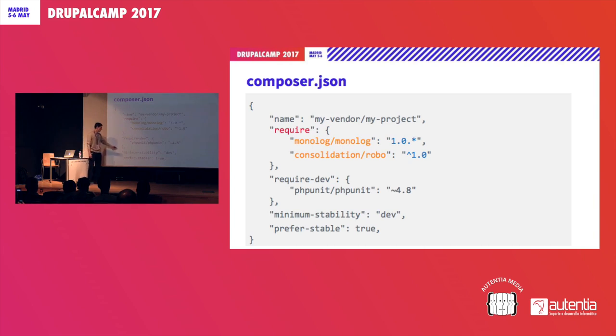We have other attributes like the minimum stability if we want to accept development versions of the modules, and we could put that to stable if we do not want development versions of the modules and we only want stable versions. And of course, normally we will prefer the stable versions. There's a whole list of other attributes that we can use in the JSON file, but so far these are the most important ones, and for the moment you don't need to know about the others, but they are very well documented in getcomposer.org. Now, this is the main file of the repo.